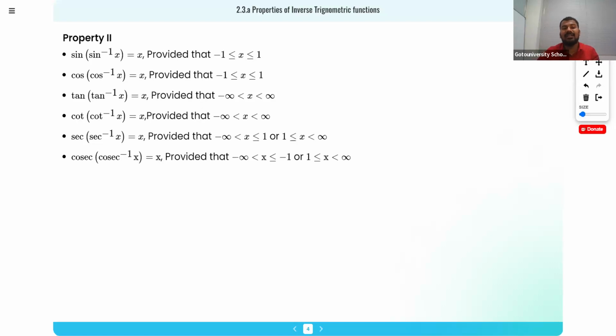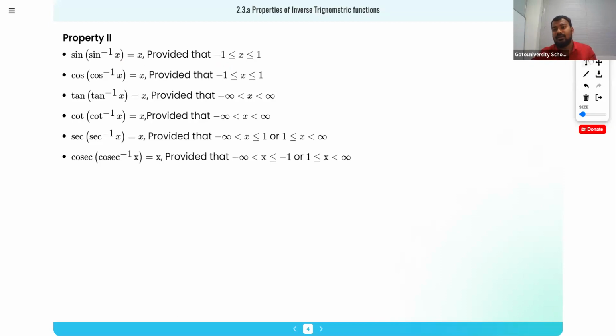Sine of sine inverse x is going to be x, provided the value lies from -1 to 1. Similarly, cos of cos inverse x, tan inverse, cot of cot inverse, everything lies in the same domain there, provided you're going to have the fixed domain there. Got it? So this is about the second property.